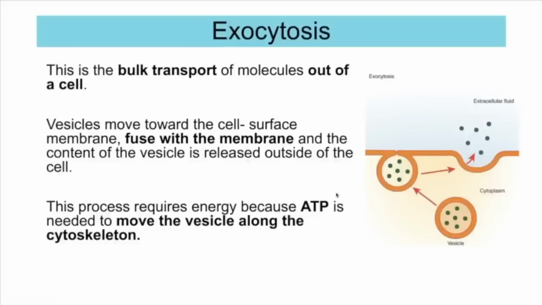Exocytosis is another type of bulk transport, but this time it's the movement of molecules out of a cell. So the molecules are contained within a vesicle. Vesicles move towards the cell surface membrane, fuse with the membrane, and the contents of that vesicle are then released to the outside of the cell. This process requires energy because ATP is needed to move the vesicle along the cytoskeleton towards the cell surface membrane.